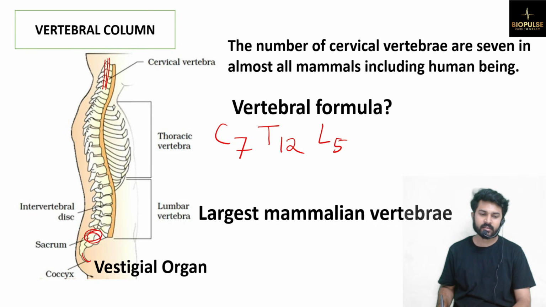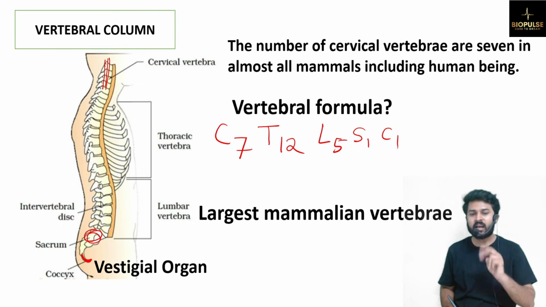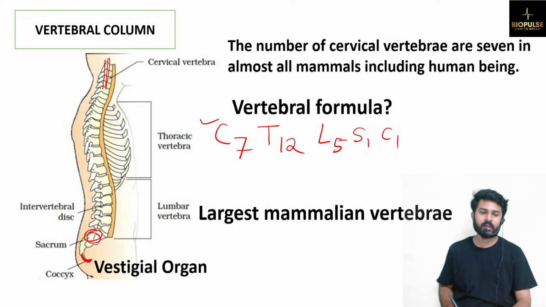And this end one is the coccyx. So sacrum is 1, coccyx is also 1. This is for adults. Now they can ask a second type of question. The first type of question I have just told you: what is the vertebral formula for human? You can tell C7, T12, L5, S1, C1.